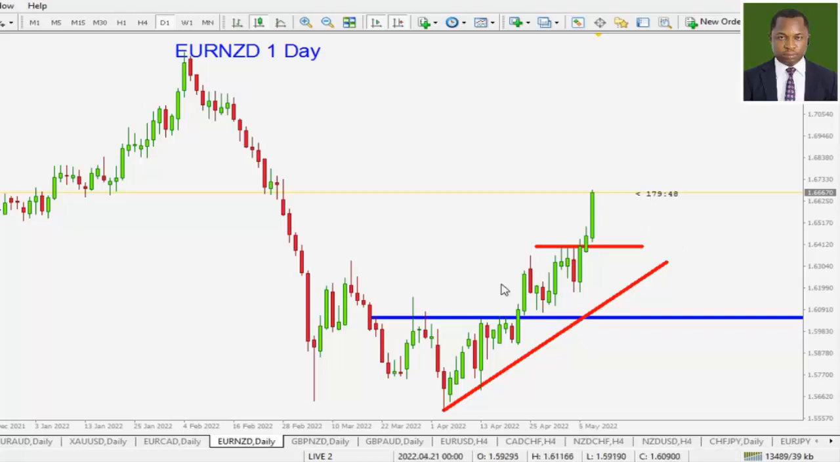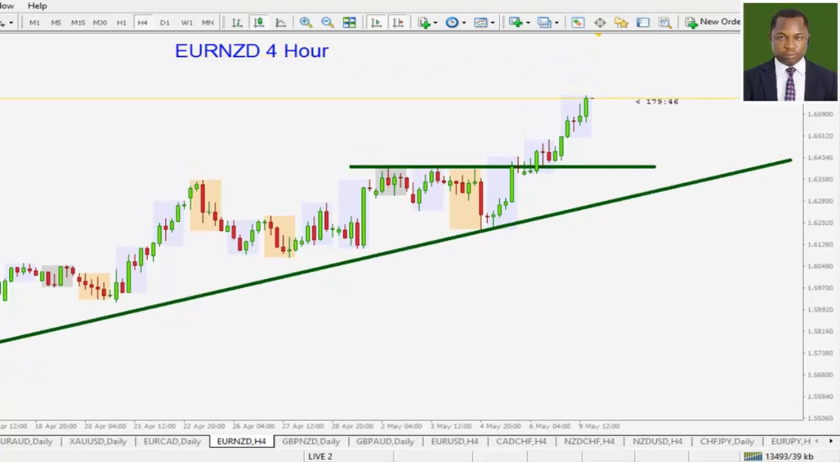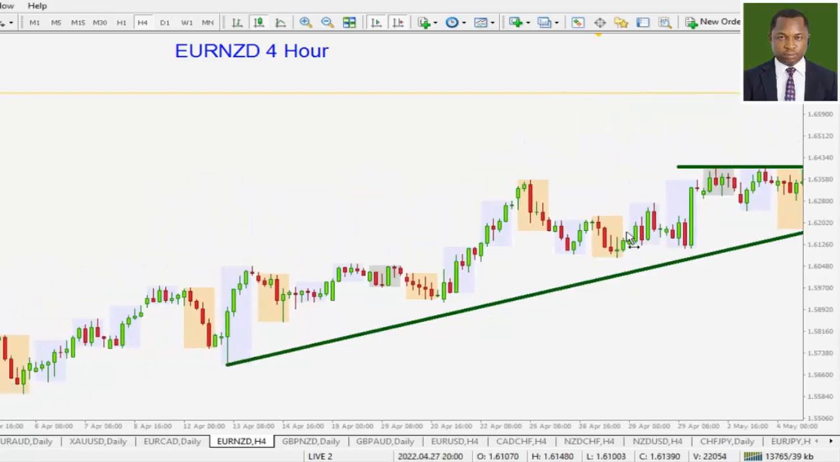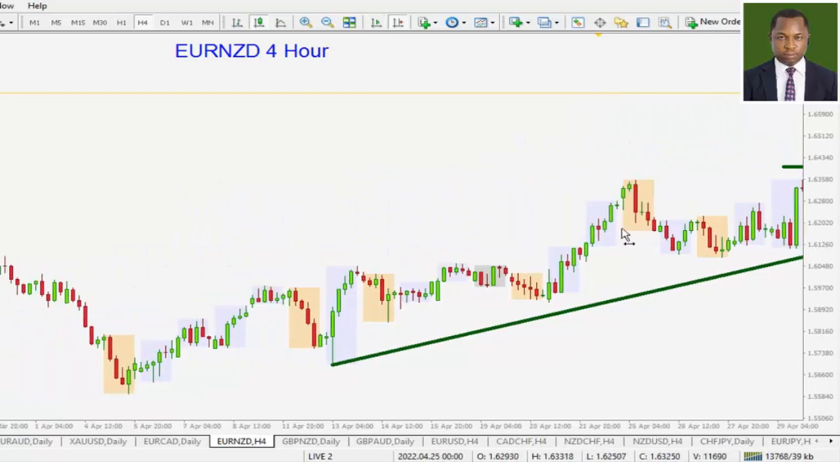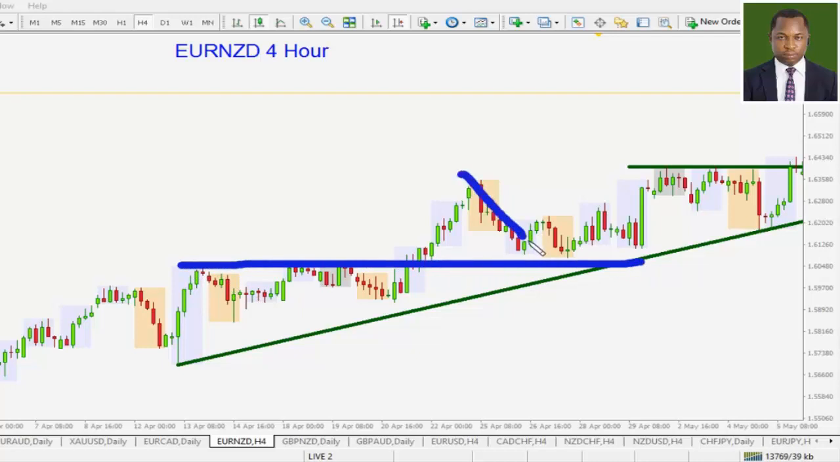Euro against the New Zealand dollar, we were involved in this pair. In fact, we took our entry. If you remember, we analyzed price around this area. Let's see, I think it's somewhere behind. We analyzed this pair somewhere around in here. So we were waiting for that pullback for us to look for our buy entry.